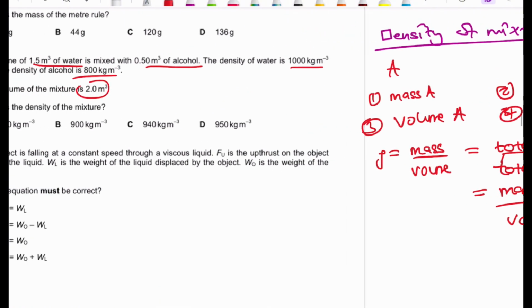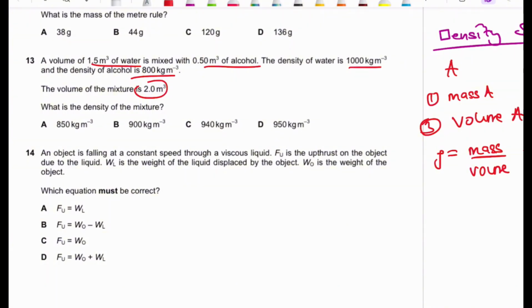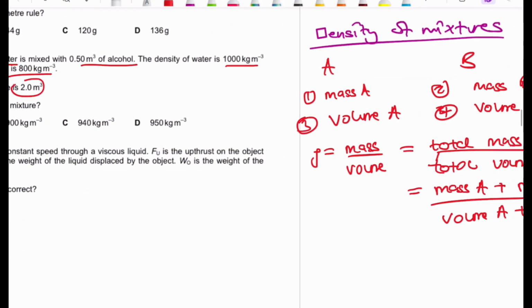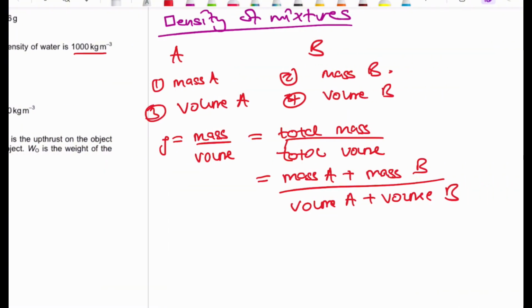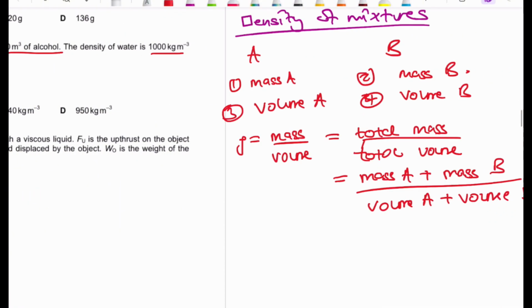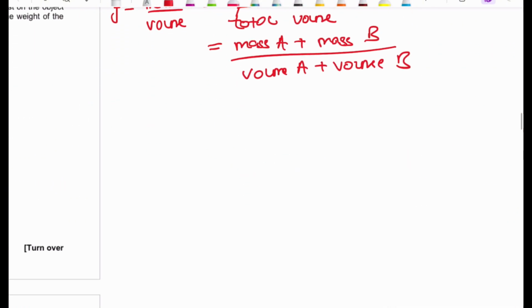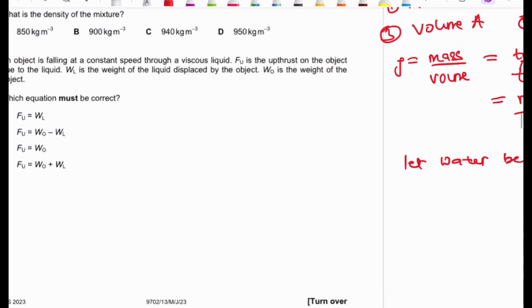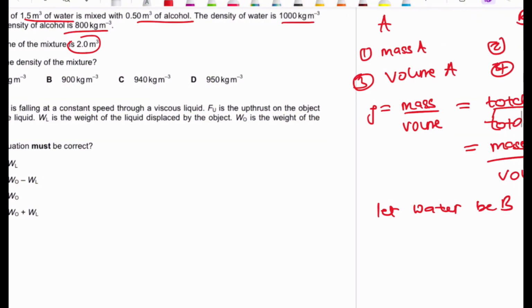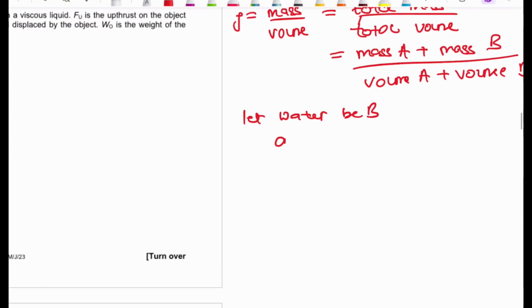Whenever you see a question that's asking for the density of mixtures, you already know what you need: the mass of A, the mass of B, volume of A, volume of B, and you can find your density. So in our question, let water be A, okay? Let alcohol be B. So let's go.